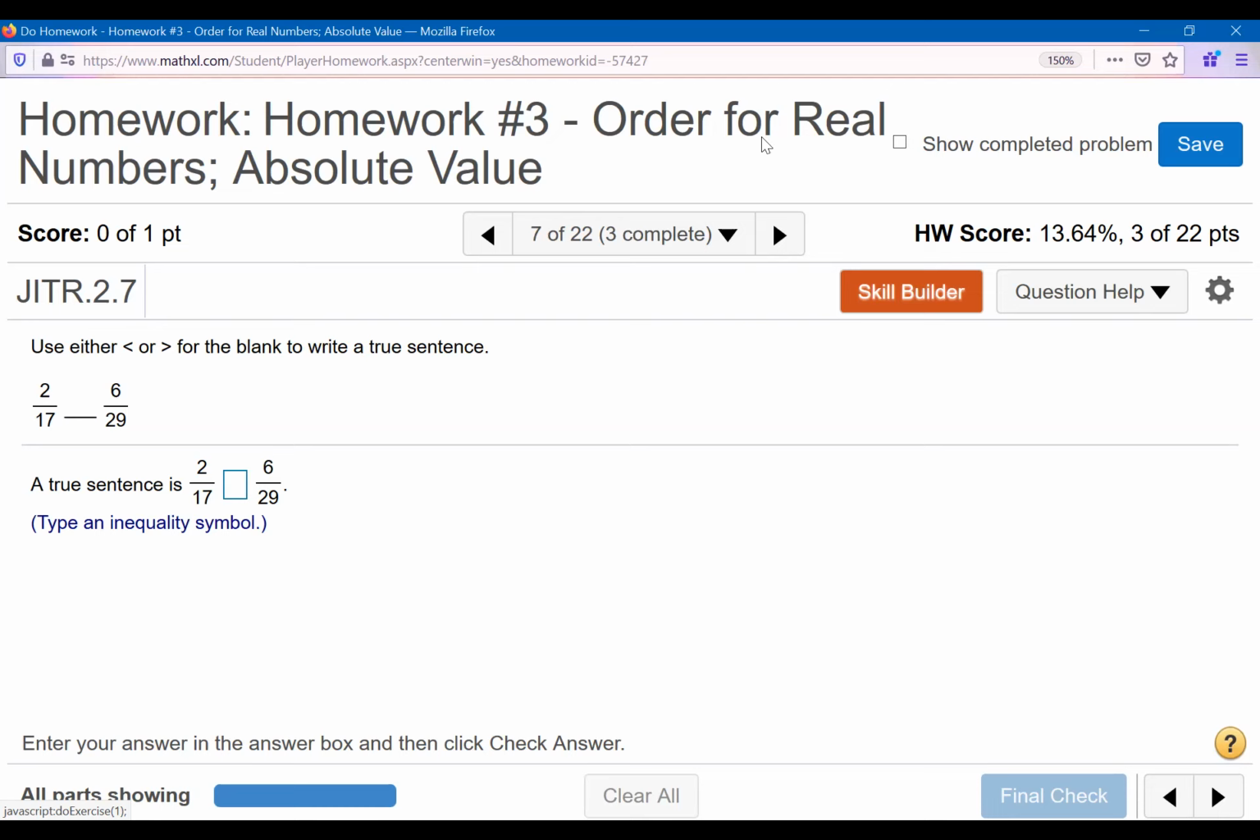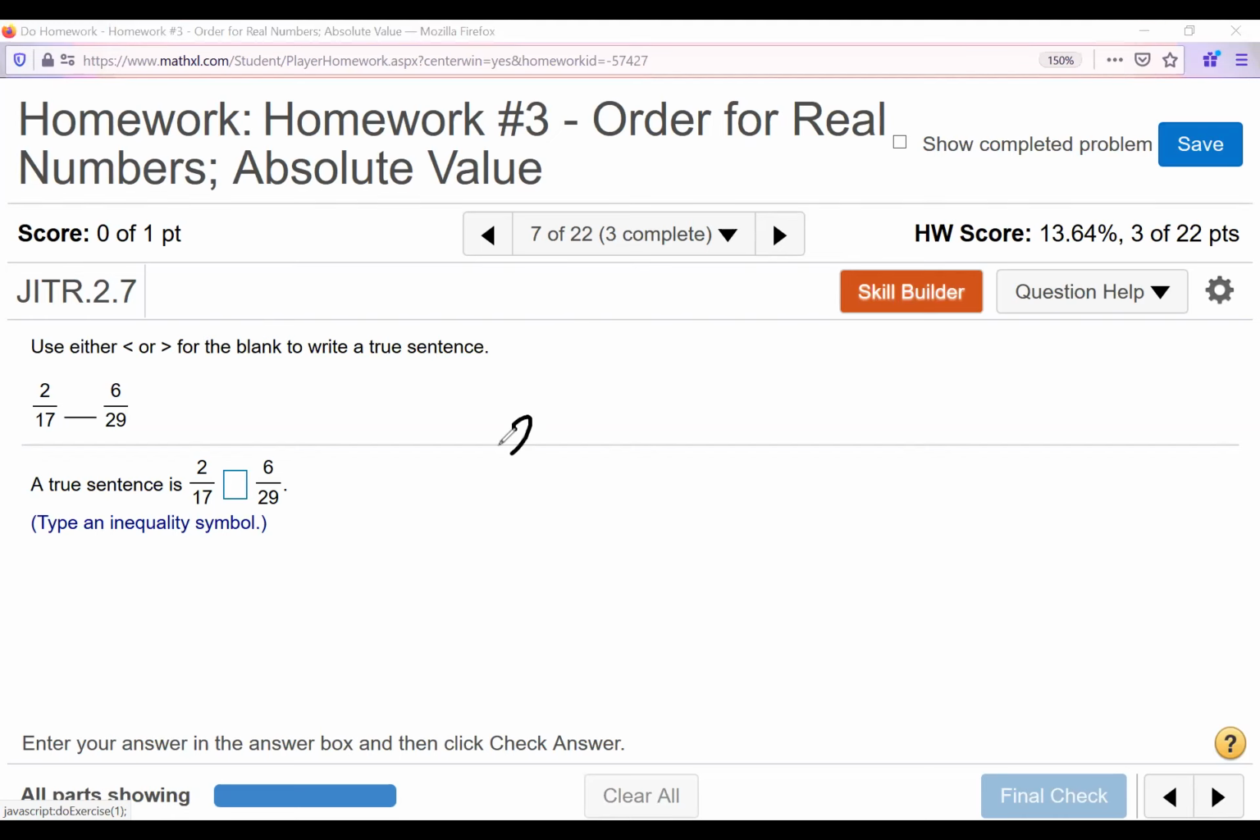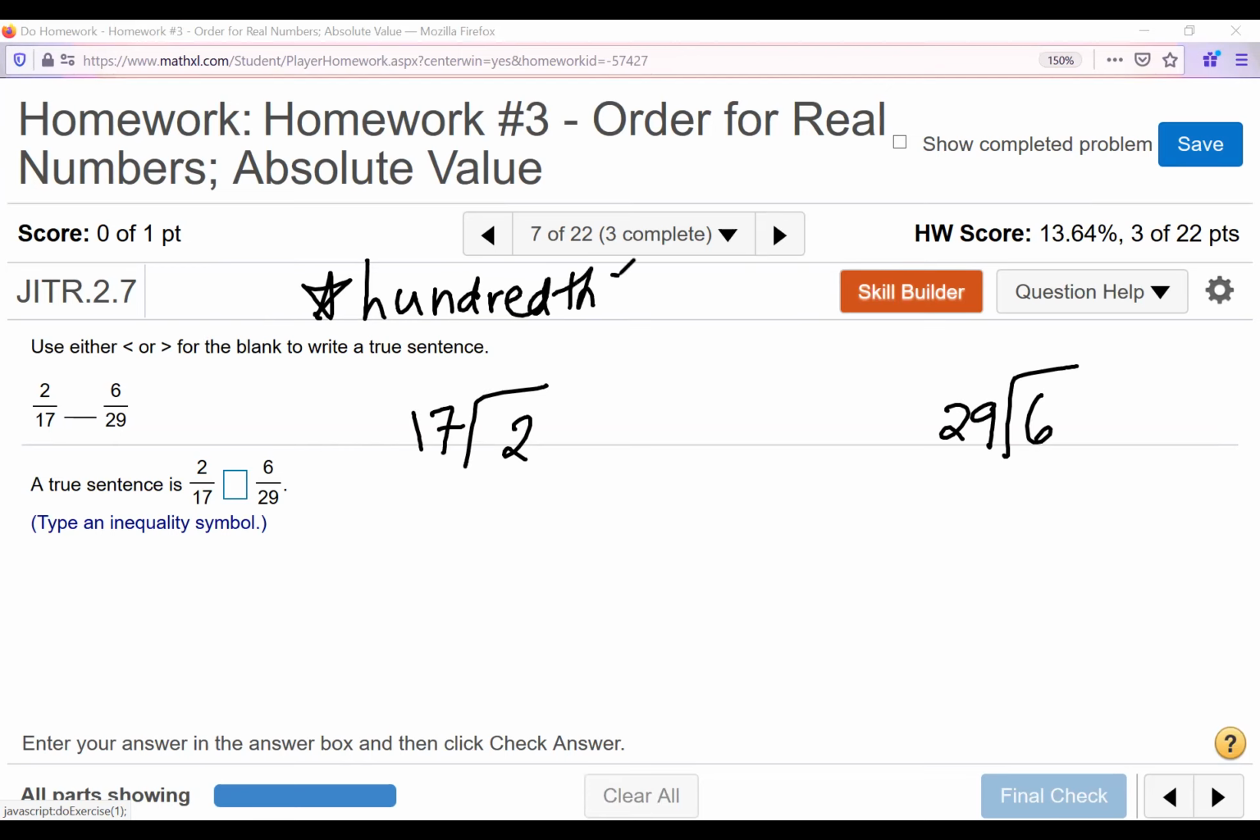So what I'm going to have us do is let's change these to decimals, but let's just keep in mind, we don't need to write out the full decimal for each one. If we just divide maybe out to the hundredths place, that'll probably be enough to compare the two. Okay, so let's do 2/17, and then we'll do 6/29. And again, let's keep in mind, we don't need to take up our whole paper with super long division problems. Let's go out to the hundredths place. So 2 places past the decimal point. That should be enough. Okay, so let's start with 2/17.